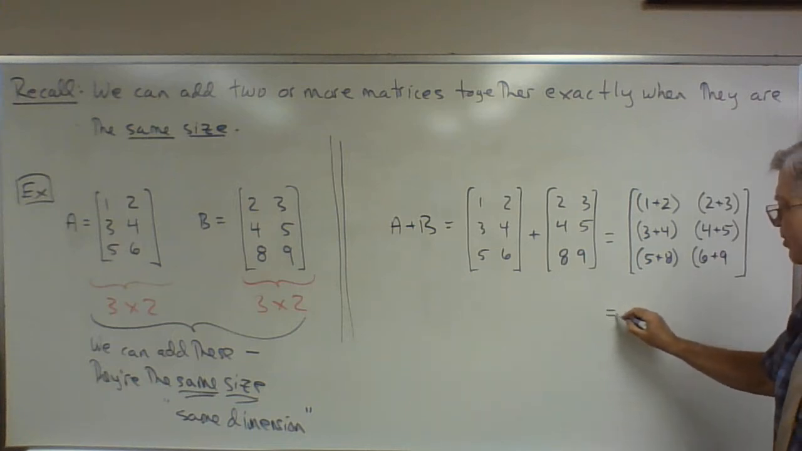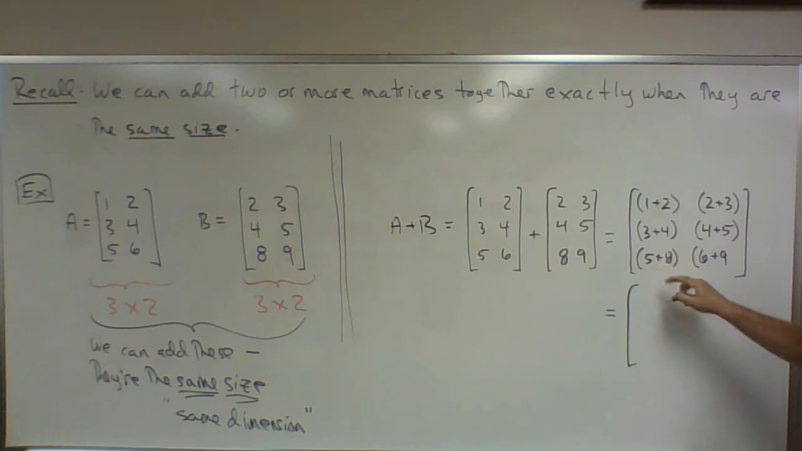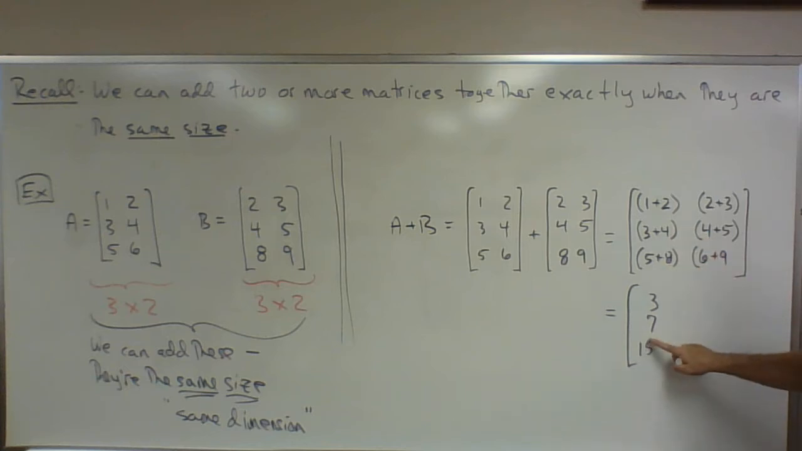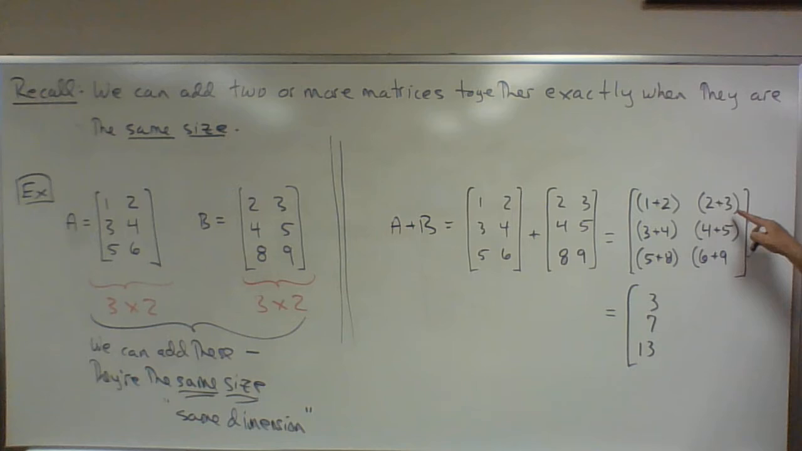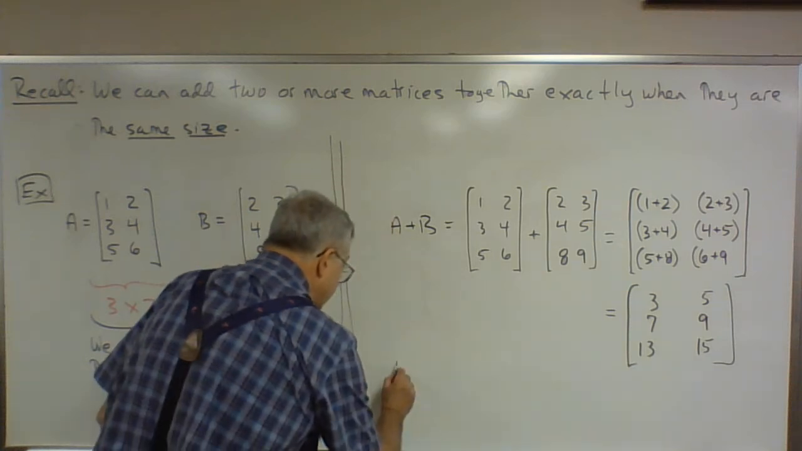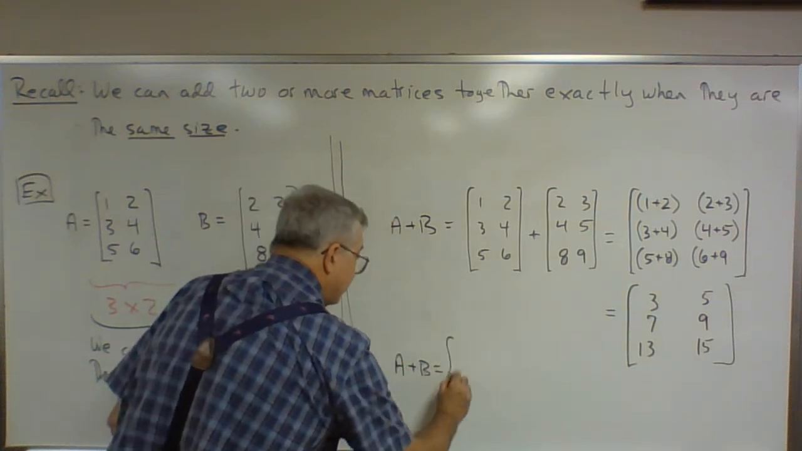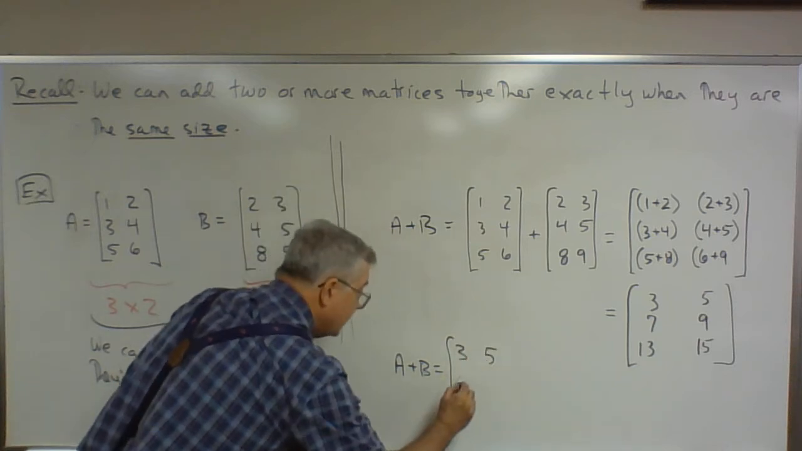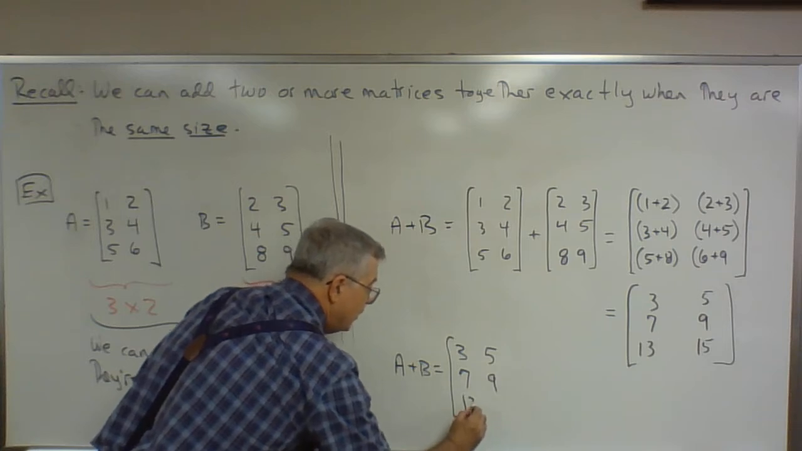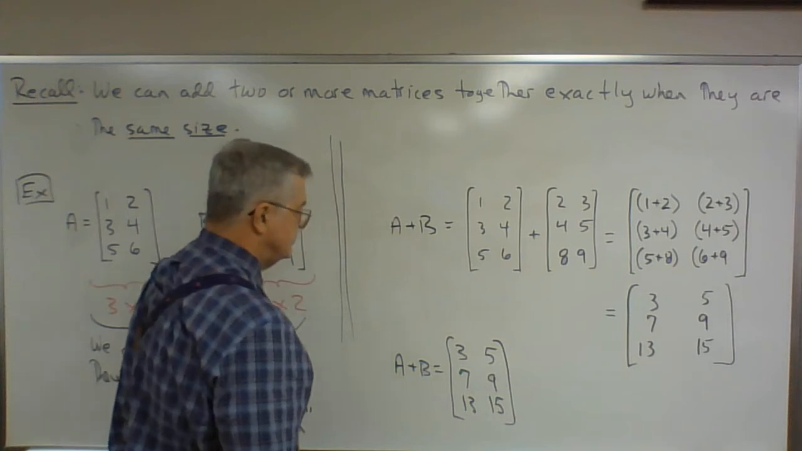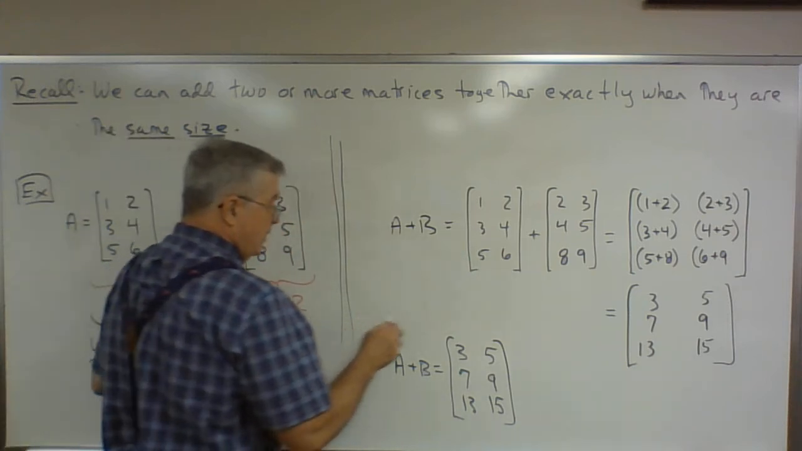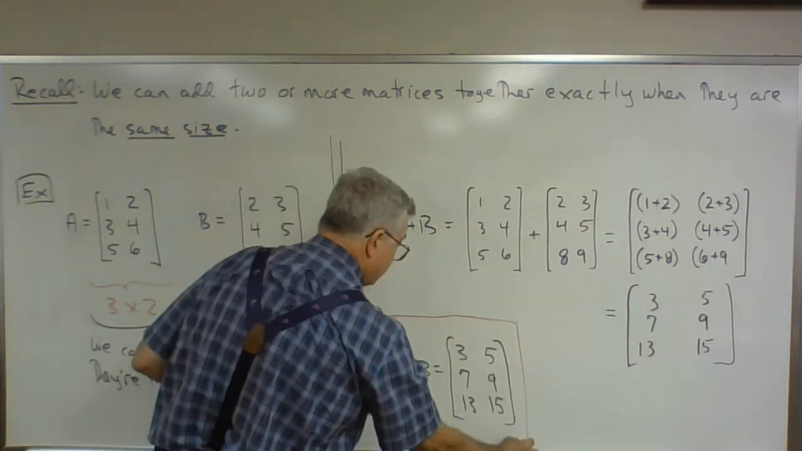And holy moly, I'm going to have to put my answer down here. We get 3, 7, 15. And 5, 9, 15. Really? How about 3, 7, 13? And 5, 9, 15. There is our answer. That's 8 plus 2.